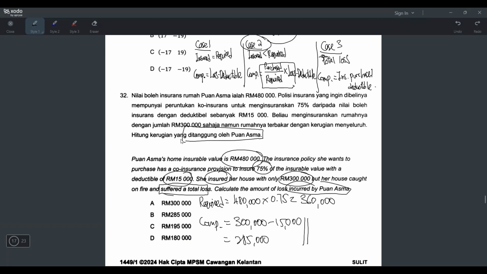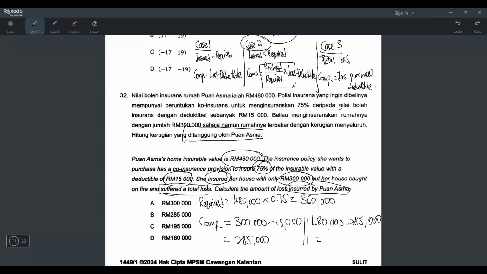So how to calculate amount by Puan Asma? Very simple. You will just take the face value, insurable value, sorry. Insurable value 480,000 minus with 285,000. Okay? That one is for case 3. Because case 3, the compensation is the amount the company pays, right? Compensation 285,000 the company pays. So to get the amount that Puan Asma, which is the policy holder, has to pay, you just take the insurable value minus the compensation. The balance is automatically the answer already.